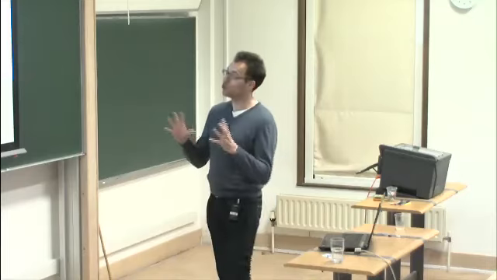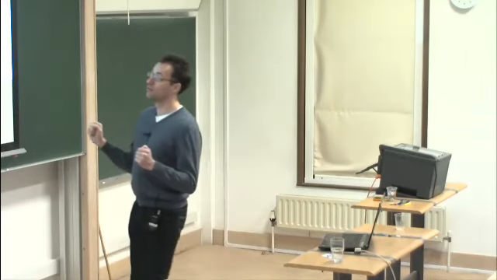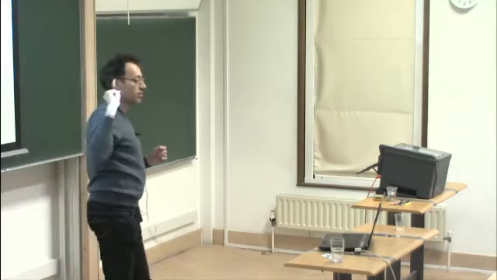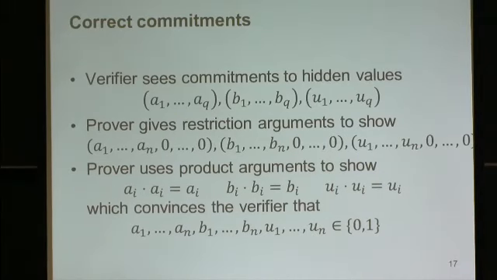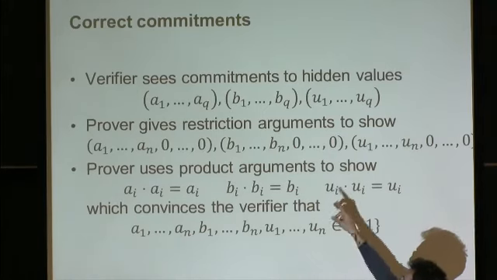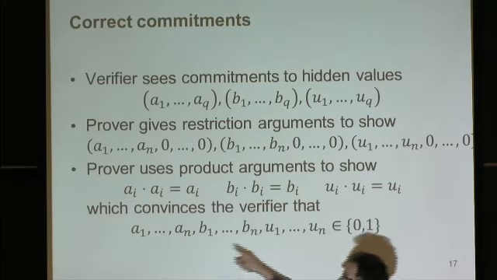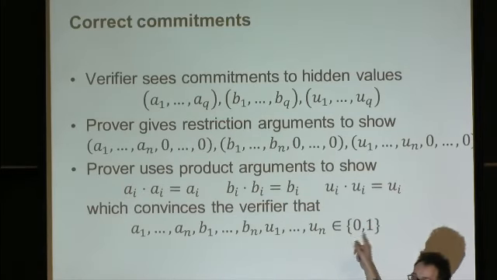Okay, and now you can use a product argument to show that the A_i's multiplied with A_i's is the same as the A_i's. The same for the B_i's and the same for the U_i's. Okay? So what this says is that A_i squared is the same as A_i, and the only solution to that is 0 or 1. Okay? So that will convince the verifier, by the restriction argument, that there are just n values inside each commitment, and by the product argument that each of these n values is either 0 or 1.